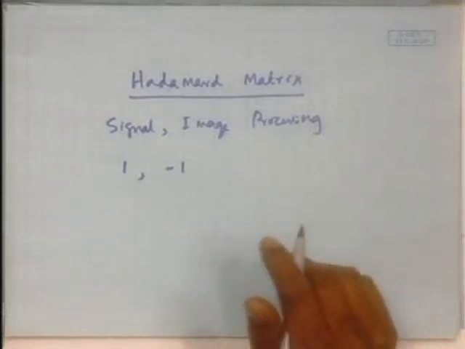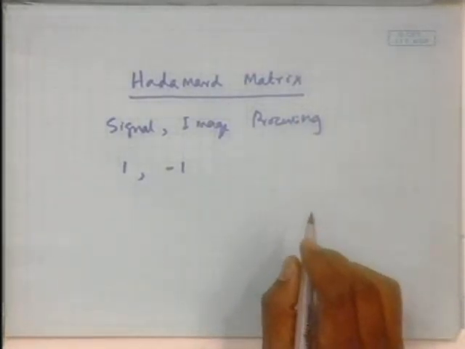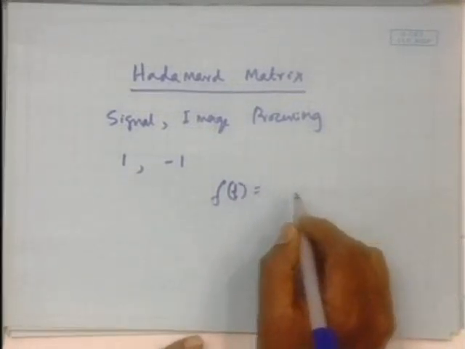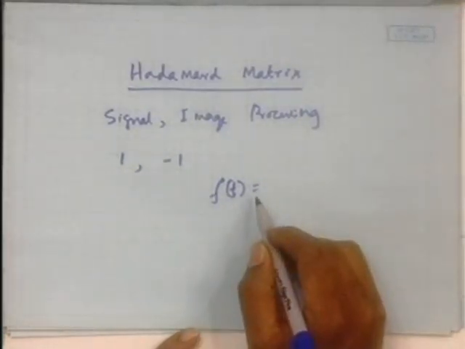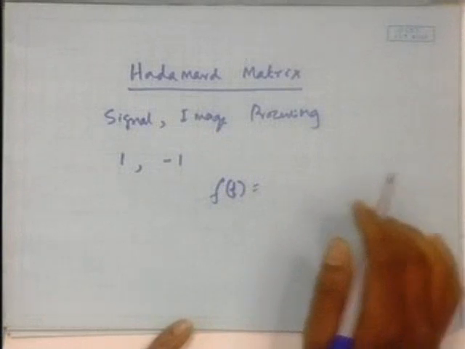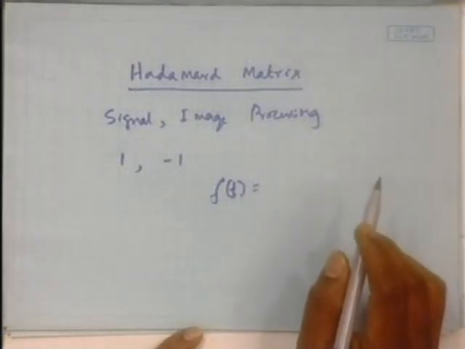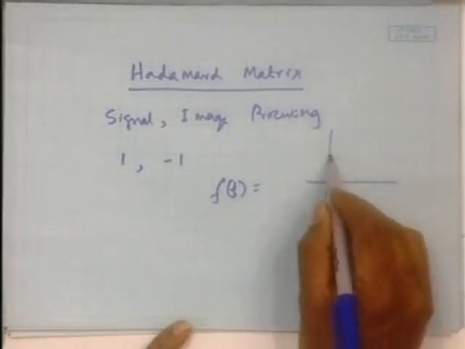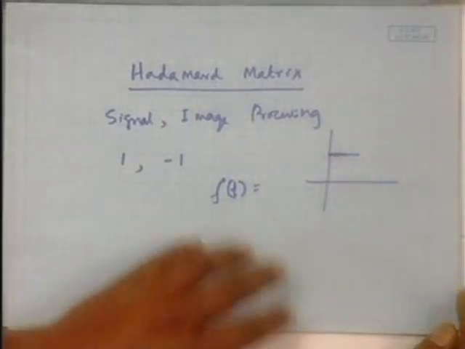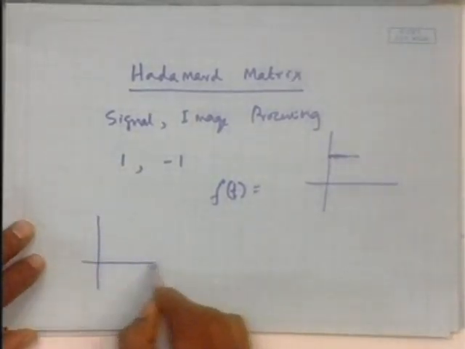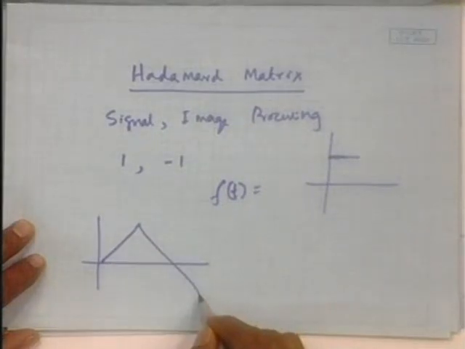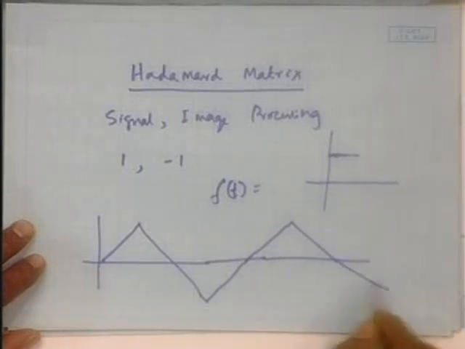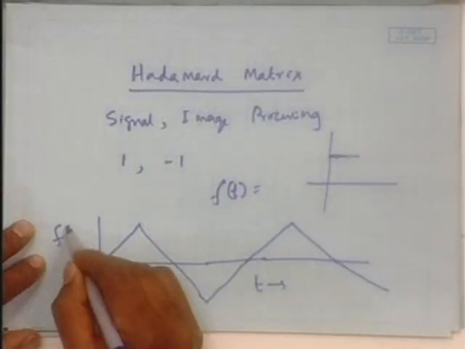If you remember the Fourier transform, what is the Fourier transform of a signal or a function? If there is a function f(t), you can decompose the function into a series of sines and cosines. If it is a periodic function, then you call it a Fourier series. If it is not a periodic function, then you call it a Fourier integral. Suppose I have a function like this, a periodic function which goes on. This is a function of t.